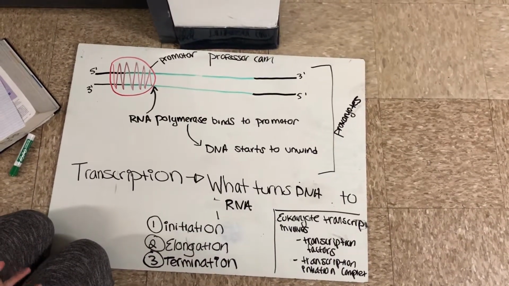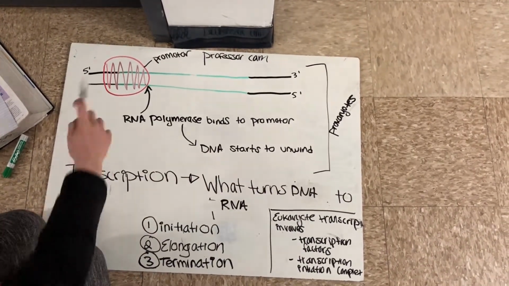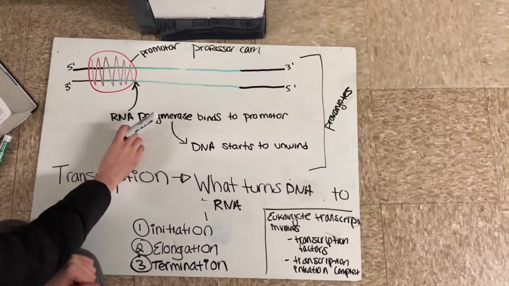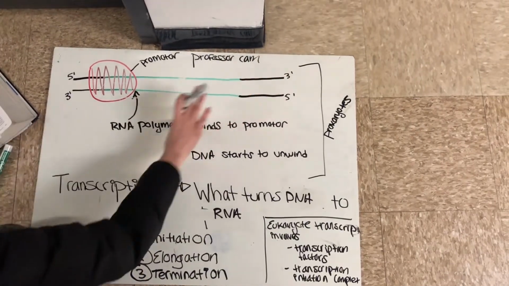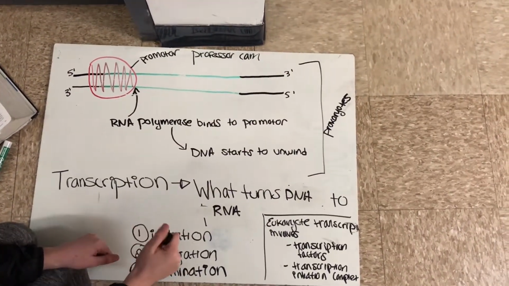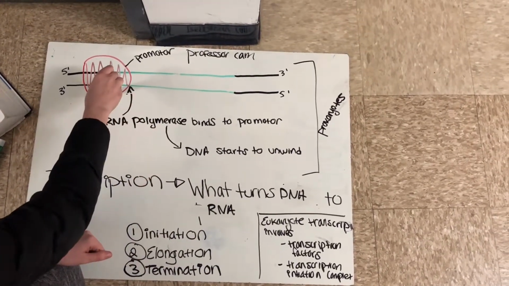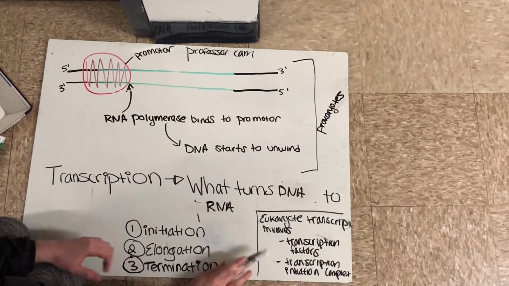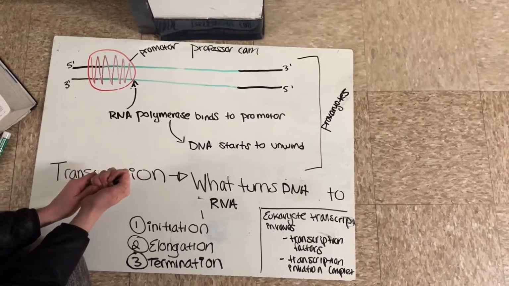So basically, you have your DNA strand, and you have a promoter, which is right here, and then your RNA polymerase binds to the promoter, which is happening right here, and that causes this DNA strand to start to unwind. The process is more involved in eukaryotes because the RNA polymerase can't directly bind to the promoter without transcription factors, and the transcription initiation complex is also part of eukaryote transcription, which we'll talk about in a minute.